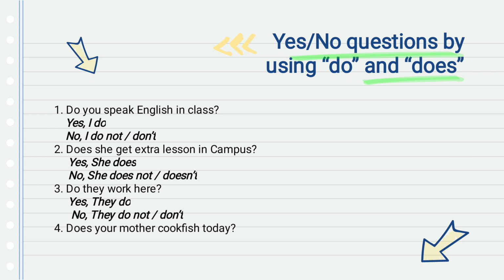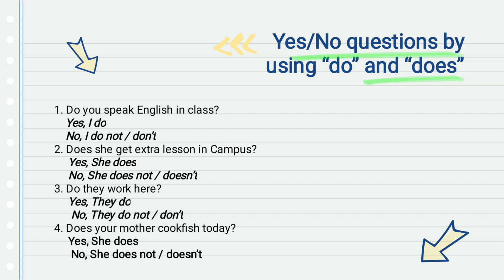Number 4, does your mother cook fish today? So yes, she does. No, she does not. Or no, she doesn't. For the example number 4, does your mother cook fish today? So you may change the noun of your mother become pronoun atau kata ganti she. Jadi your mother di sini diganti menggunakan kata ganti she.